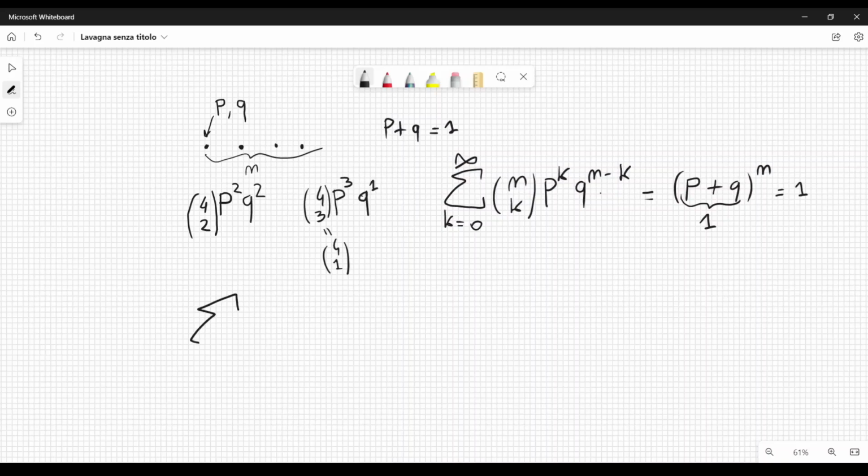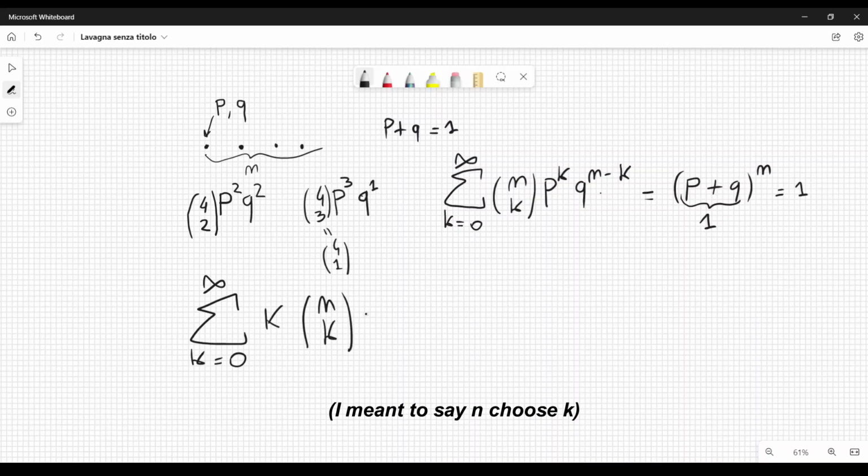How do we calculate the average? The average is calculated like this: sum with k going from 0 to n of k times the distribution itself, so n choose k, p to the k, q to the n minus k. I have to calculate this value. This is important because we will use it later. So how do we calculate it?